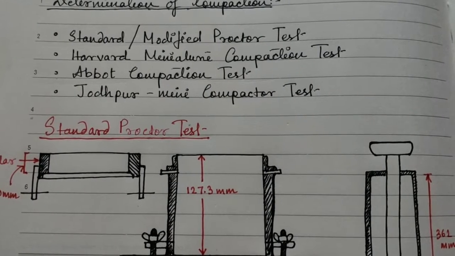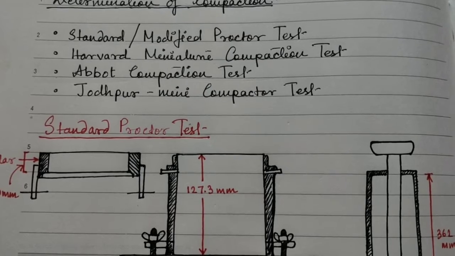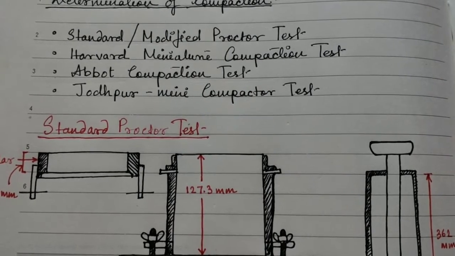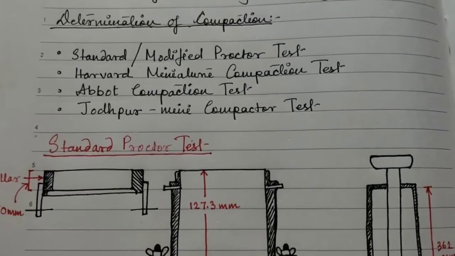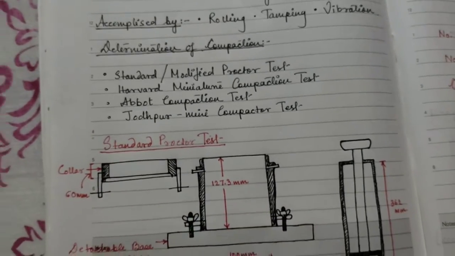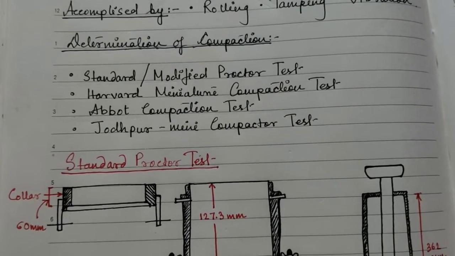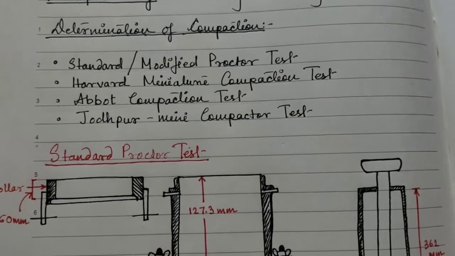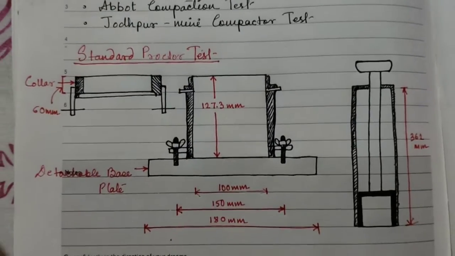So water mainly acts as an agent or a lubricant and helps the soil particles to rearrange amongst themselves. So when we study the experimental part, water plays an important role in this test. So let us move on to the standard Proctor test.